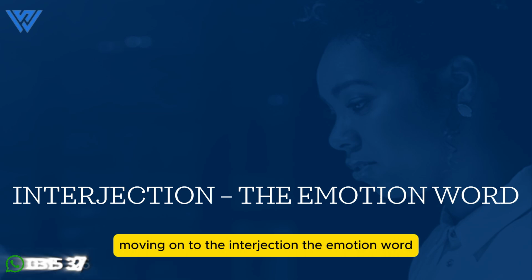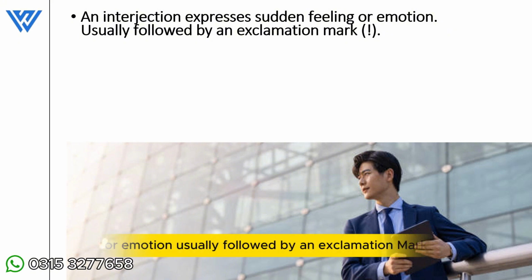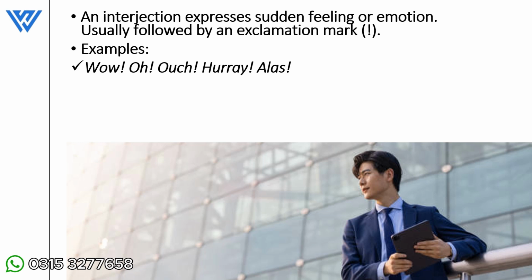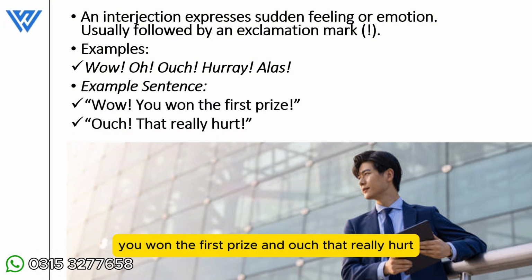Moving on to the interjection, the emotion word. अब interjection जो है वो emotions show करता है. How? The interjection expresses sudden feeling or emotion, usually followed by an exclamation mark. For example, wow, oh, ouch, hurrah, alas. So all these are emotion words. अचानक से exclamation mark वाले words जो हमारी emotions बताते हैं, they are interjections. For example, wow, you won the first prize. And ouch, that really hurt.